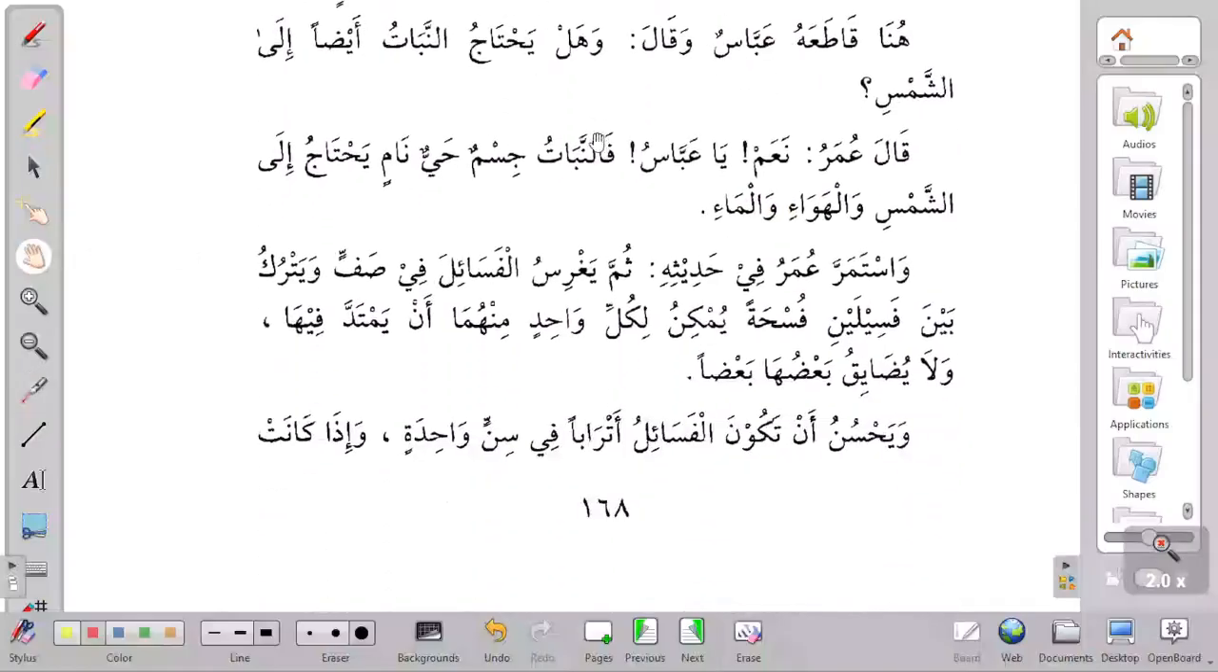Then he continued by saying, واستمر عمر في حديثه. Then afterwards, Umar, his father, continued in his speech. Istamarra yastamiru means to continue, for something to continue. Istamarra fi hadithi, he continues in his speech. Thumma yagrisu fasaila fi soffin. Then he now implants. So we now see garasa yagrisu, gars. That's to implant something. So he says, Thumma yagrisu fasaila.